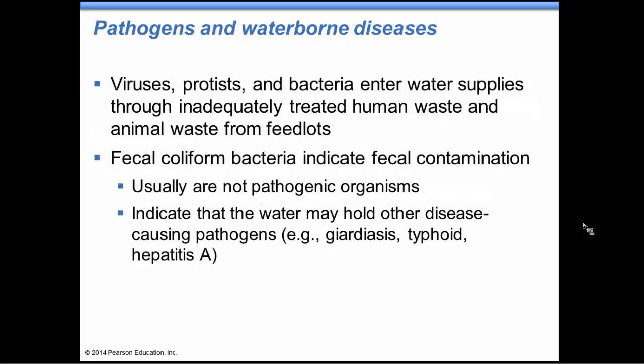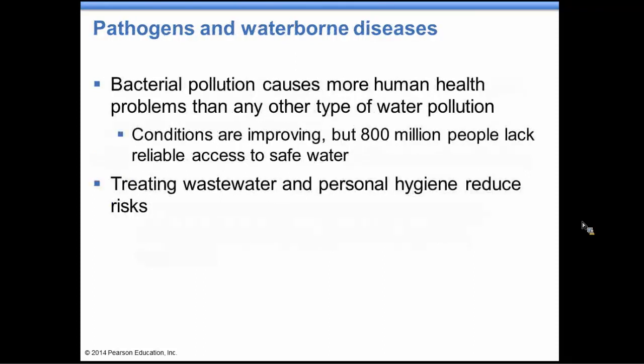Another pollution that takes place is pathogens and waterborne diseases. Viruses, protists, and bacteria all enter our water supplies through inadequately treated human waste and animal waste from feedlots. Fecal coliform bacteria indicate fecal contamination. These are usually not pathogenic organisms, but they indicate that water may hold other disease-causing pathogens. Bacteria pollution causes more human health problems than any other type of water pollution. The conditions are improving, but 800 million people lack reliable access to safe water. Treating wastewater and personal hygiene reduce these risks, obviously.